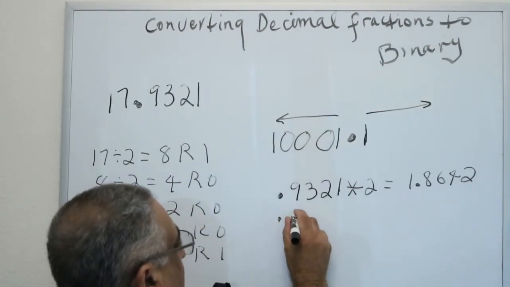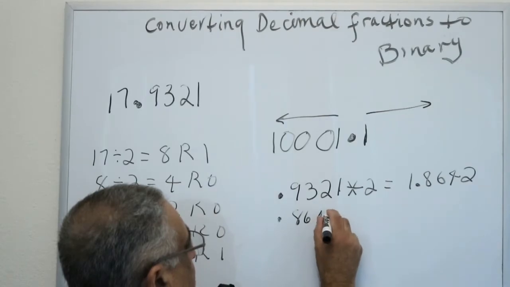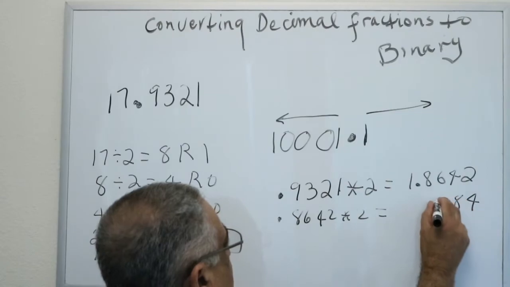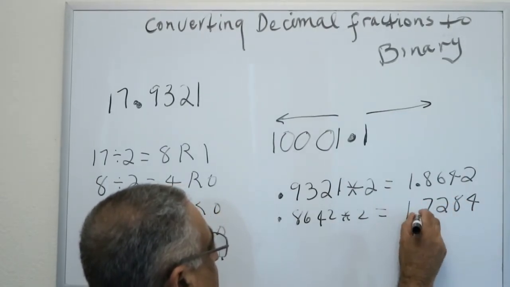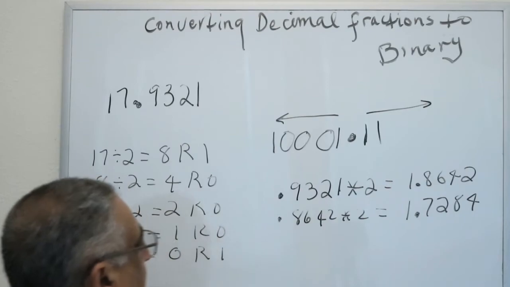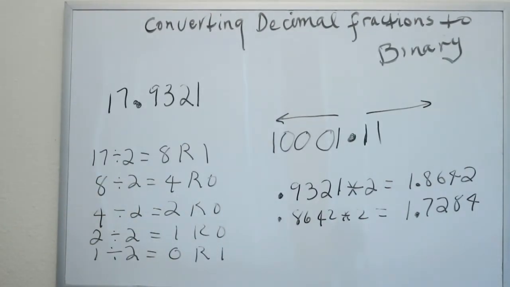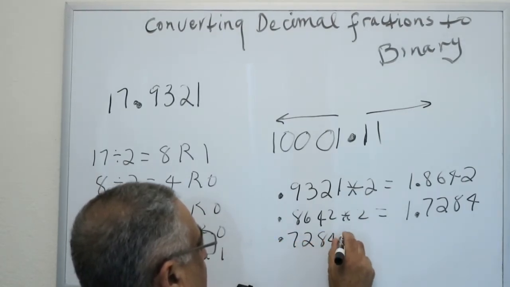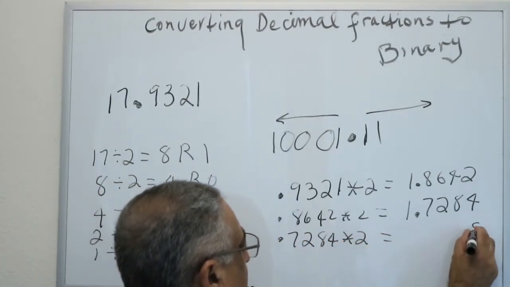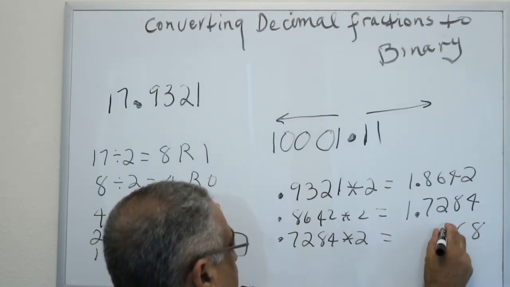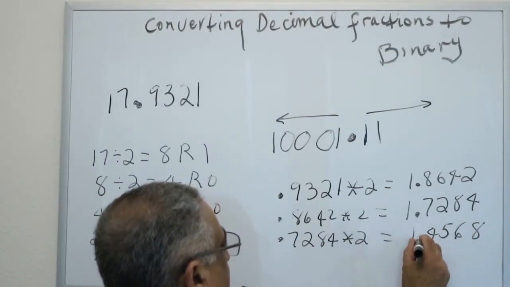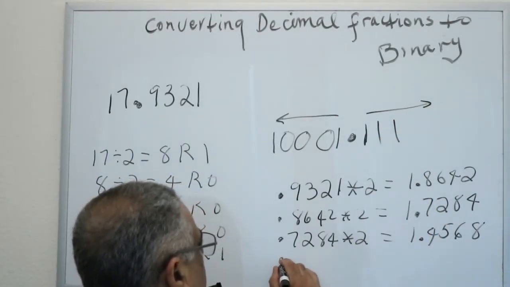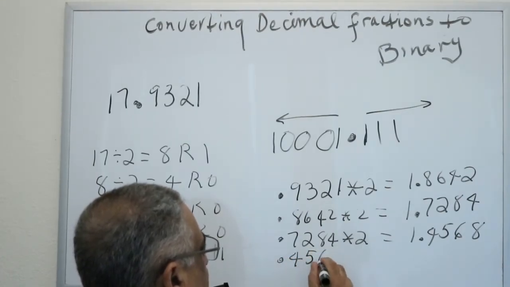Now I'm going to take 0.8642 times 2. So this becomes 4, that's 8, that's a 2, and this is 1.7284. So put the 1 here. Then take 0.7284 times 2, which is going to be 8, that's a 6, that's a 5, 4, so my 1 again. Then I'm going to continue to 5 decimal positions.